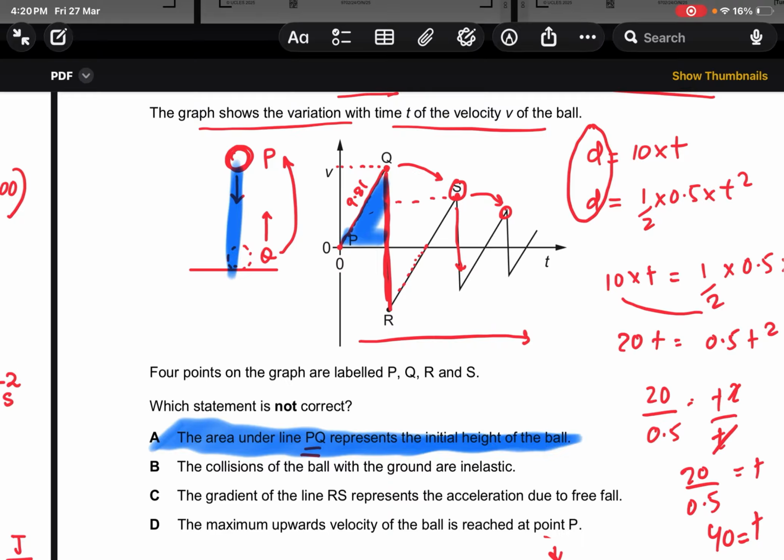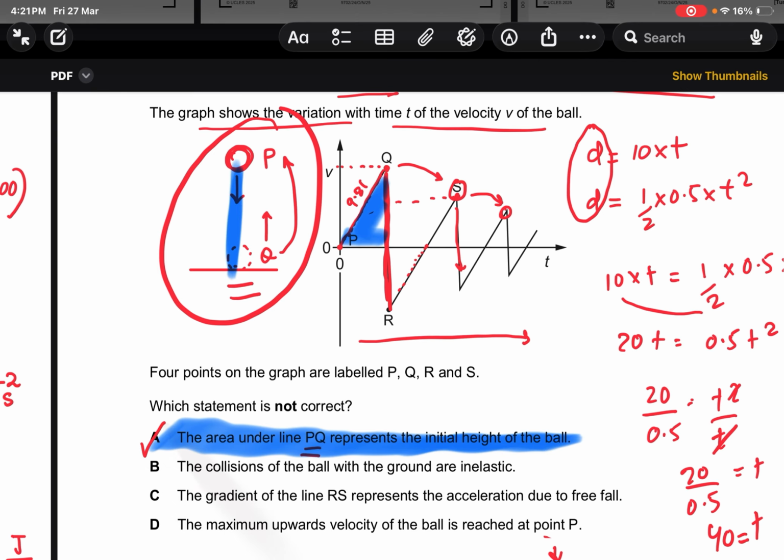So this basically represents the displacement from P to Q. And what did I tell you? From P to Q, at P it is at this position. At Q it has touched the ground. So from P to Q, the displacement is basically the height of the ball above the ground. You can see it for yourself.